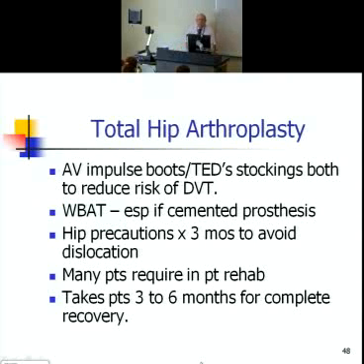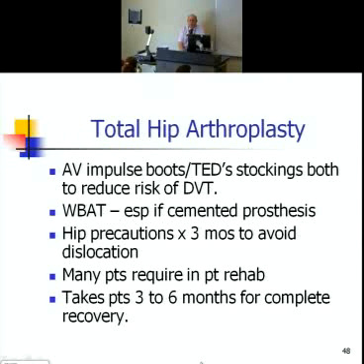Then WBAT means weight bearing as tolerated, particularly if it's a cemented prosthesis. Sometimes a press-fit prosthesis can have some micromotion. Micromotion means just what it says. It's such a small amount of motion you can't see it. You wouldn't be able to see it if you were able to look. You can't determine it on an x-ray. You just assume that that's what's causing the patient some pain, and the patient will tell you usually the pain is right in their proximal anterior thigh. That's where the press-fit prosthetic is.